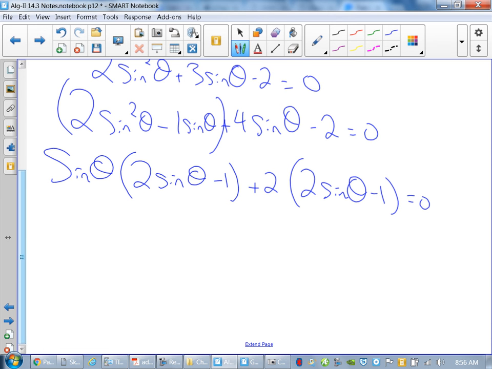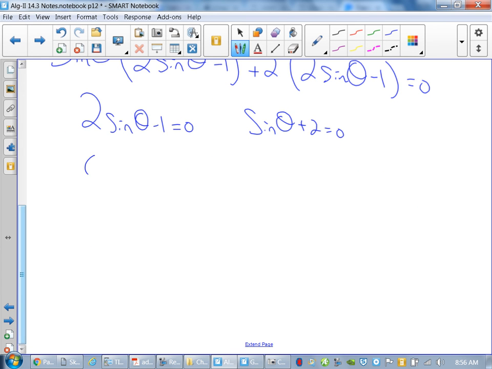So if these 2 are the same, I'm going to write it down. We have 2 sine theta minus 1. That'll have to equal 0. And the other one would be what's left over. Sine of theta plus 2 is 0. So now it goes back to, what angle has a sine of 1/2?